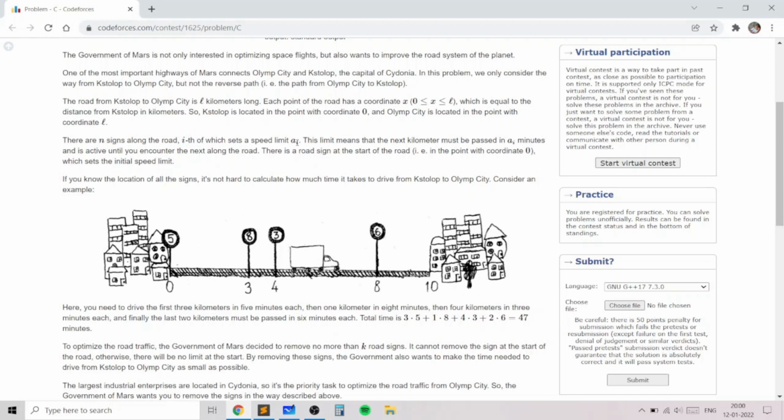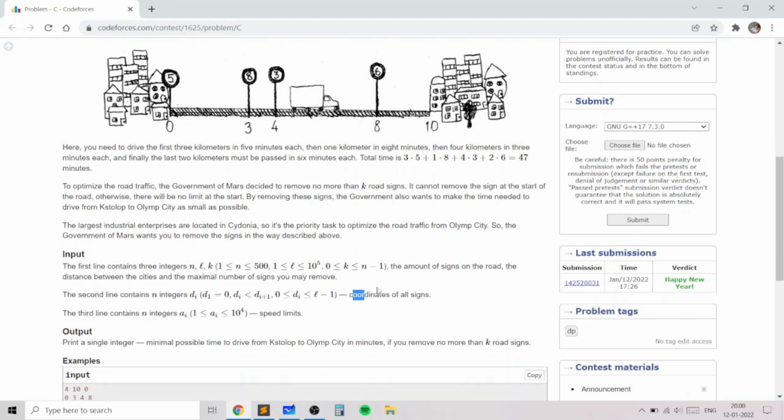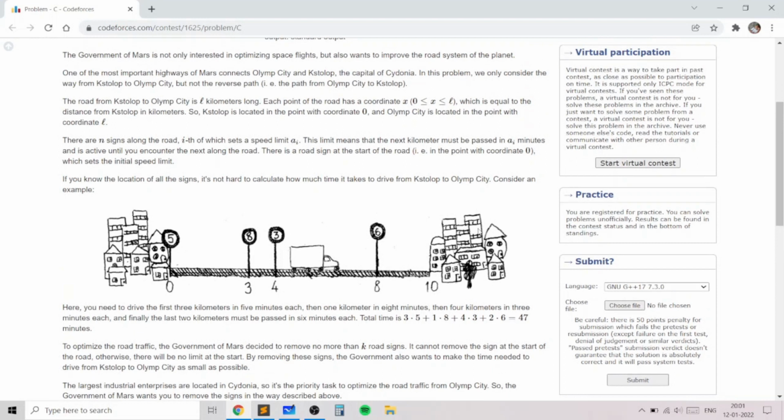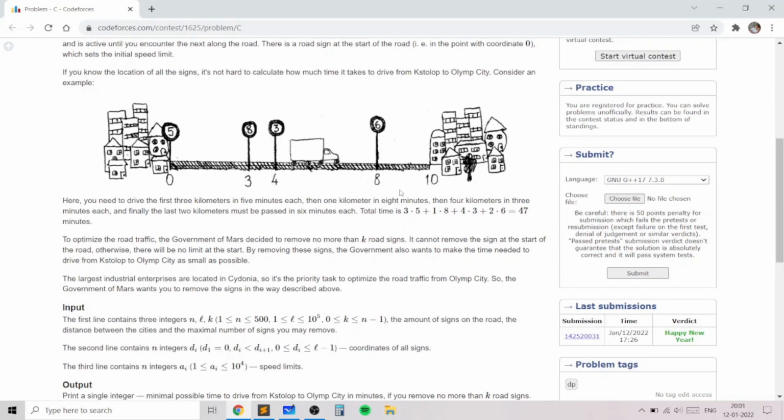The ith sign is at a position di, that's mentioned below. That's the coordinate of the ith sign is at di, and they are given in increasing order, and there is a speed limit ai. So we are basically going from the first city to the second city by a vehicle, and the speed limit for the vehicle is given by ai, and we need to basically remove at most k road signs so that we take the minimum time from the first city to the second city.